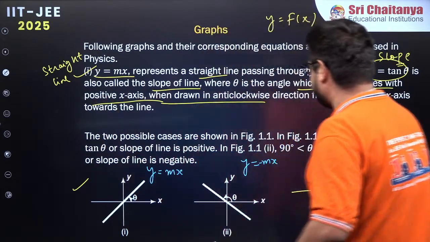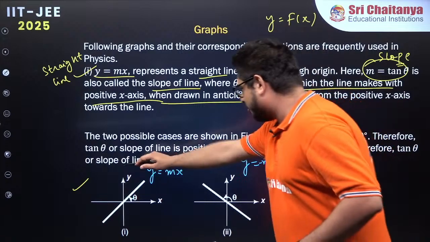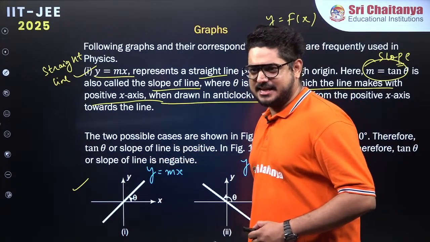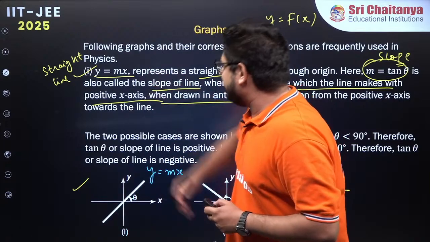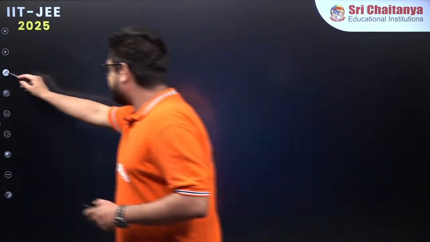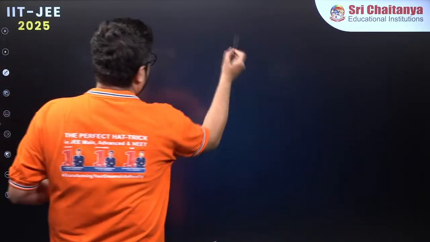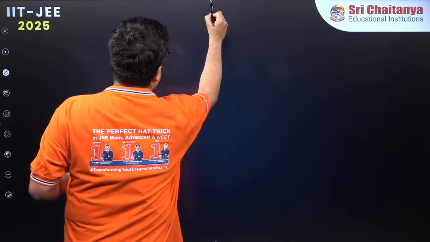So now what needs to be done? See, it is written, the slope of the line is going to be negative in this case. So now let's try to understand how to plot a straight line, because tomorrow we'll start with parabolas.